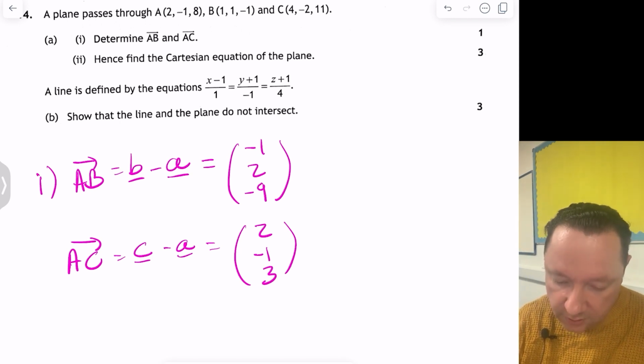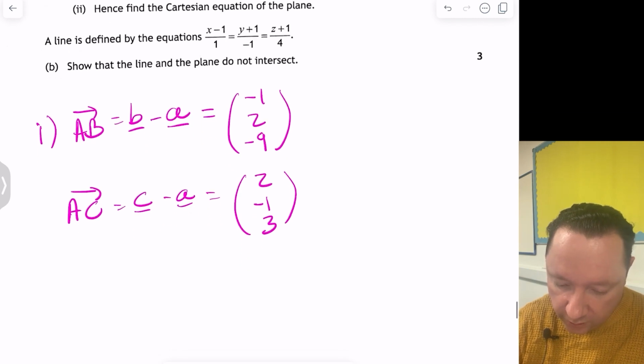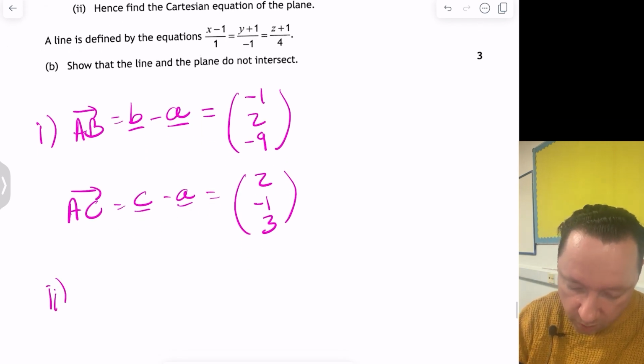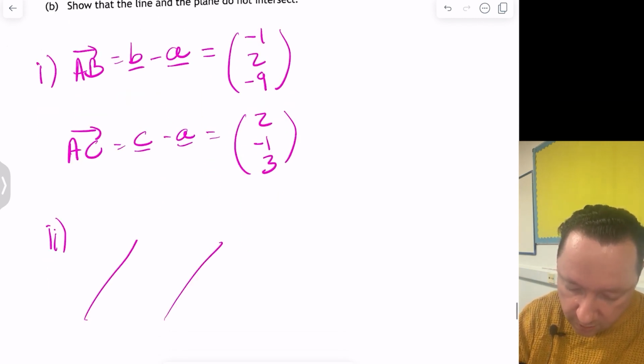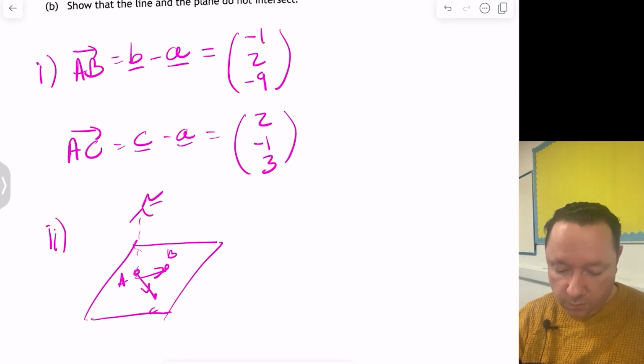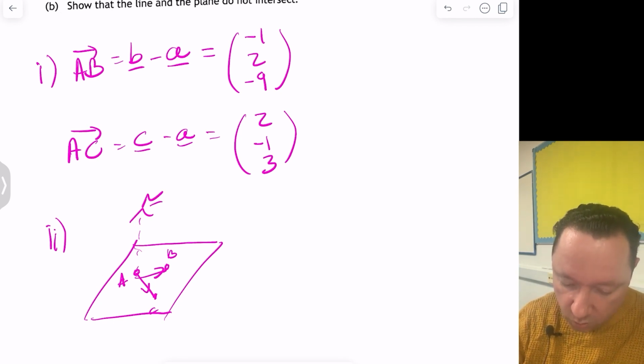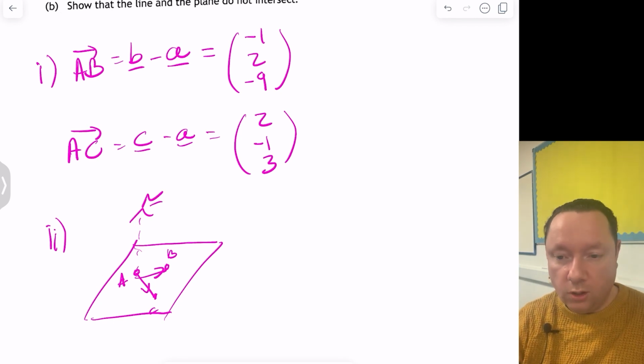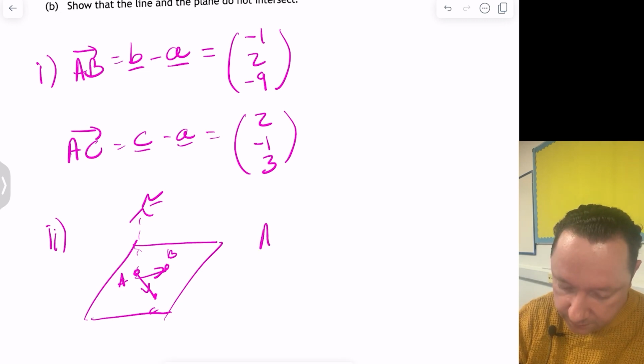Part 2. Hence find the Cartesian equation of the plane. So we've got a plane. What's a plane? Where's a plane? We've got 3 points, A, B and C. I don't know where they are, but this will do as a picture. So we've got two vectors like that. So we've got a normal to those points at A. To work out that, it's the cross product. So we do AB cross AC.